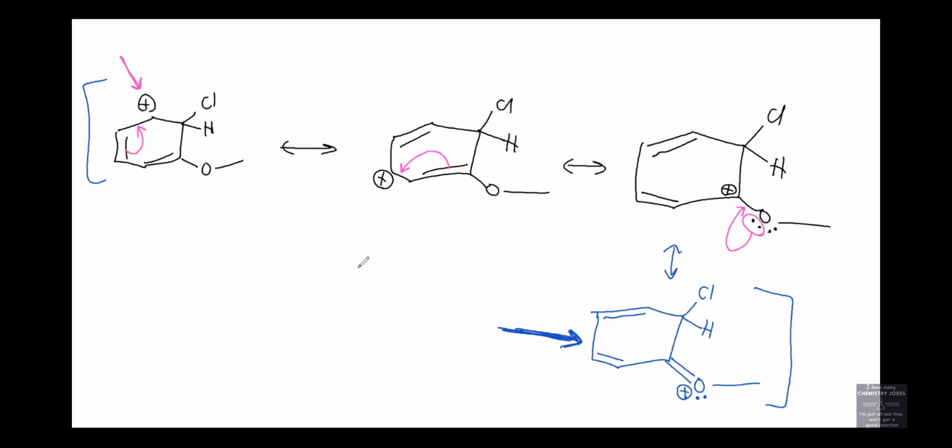How do I know? The number 1 rule is octet. Does everybody have an octet here? Nope. Carbon without an octet, carbon without an octet, carbon without an octet. Ooh, carbon has an octet, and so does everybody else. So this is my winner chicken dinner. What does it mean to be winner chicken dinner? It means that blue molecule contributes more to the hybrid than any of the others.